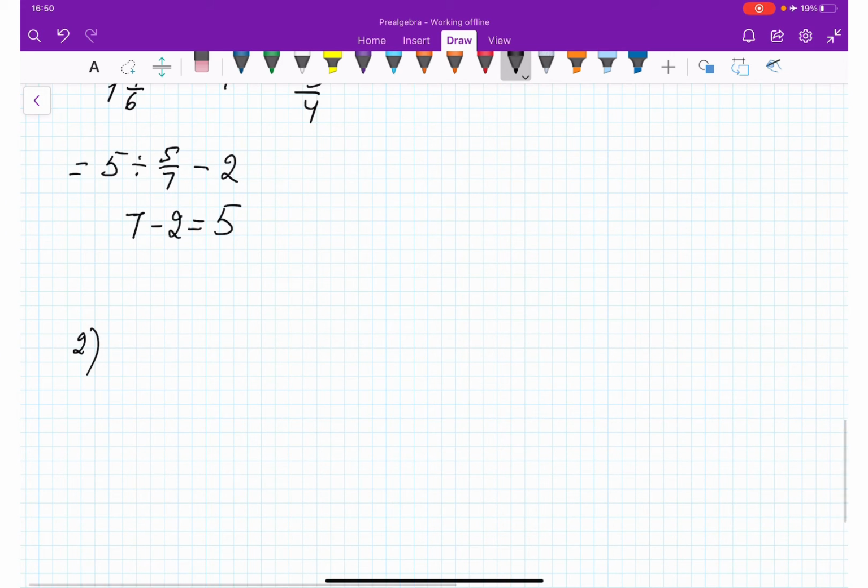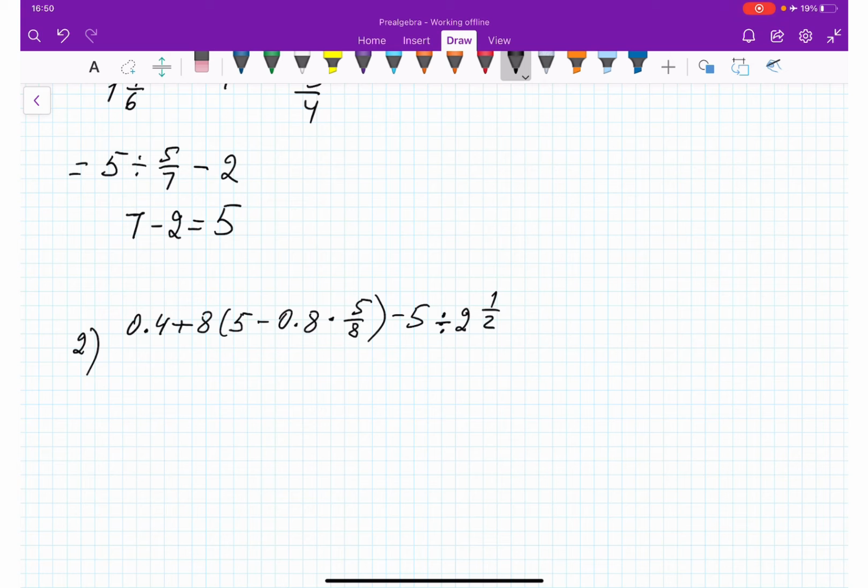Number 2, we have 0.4 plus 8 times 5 minus 0.8 times 5 over 8 minus 5 divided by 2 and 1/2. Okay, what do we have at the bottom?